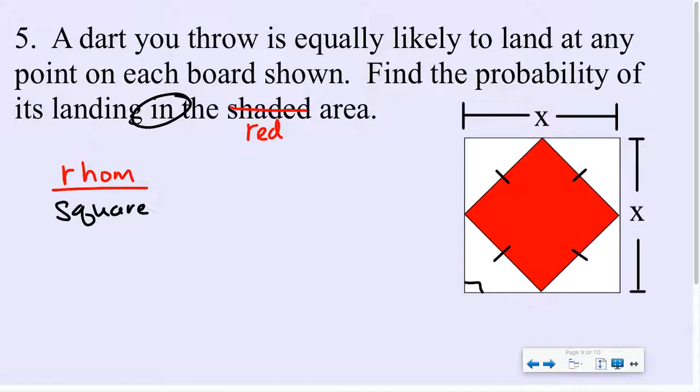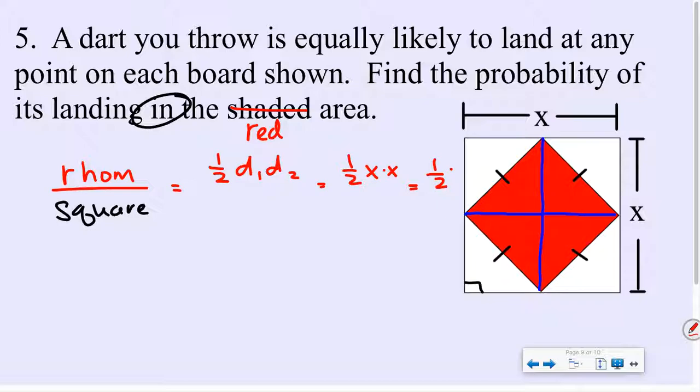Do you remember your rhombus formula from last week? 1/2 diagonal 1 times diagonal 2. Good. How long is the vertical diagonal on my rhombus? X. How long is the horizontal diagonal on my rhombus? X. So then we're going to do 1/2 x times x. You agree? And x times x is x squared. So this is just going to be 1/2 x squared.